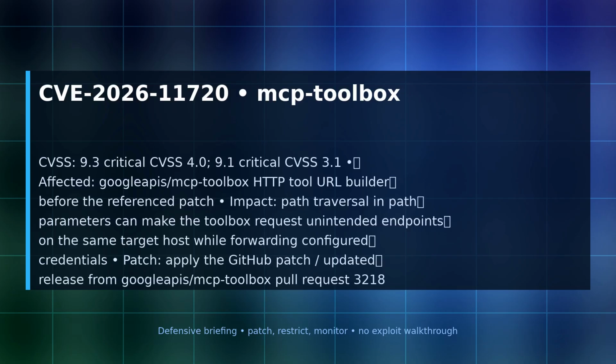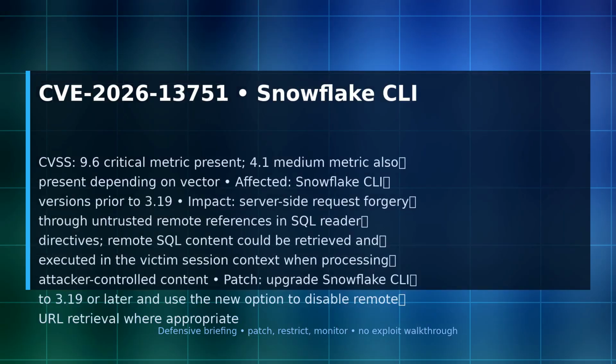Third, CVE-2026-11720 in googleapis MCP Toolbox. This is a path traversal issue in the HTTP tool URL builder. The risk is not generic web browsing, it is more specific to tool configuration. User-controlled path parameters can escape the operator-configured path scope and cause requests to unintended endpoints on the same target host while forwarding the toolbox's configured credentials. NVD lists it as critical, with CVSS 4.0 score 9.3 and CVSS 3.1 score 9.1. Apply the upstream patch from the googleapis MCP Toolbox project, and audit tool definitions that forward credentials to internal APIs.